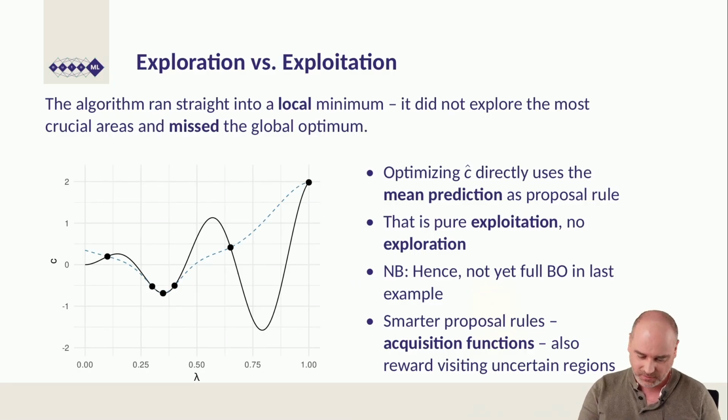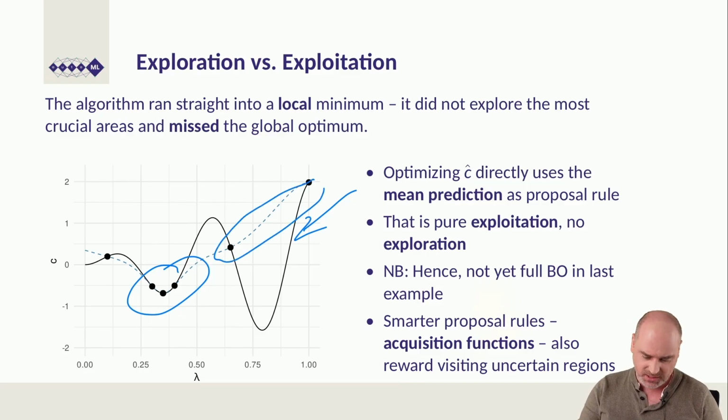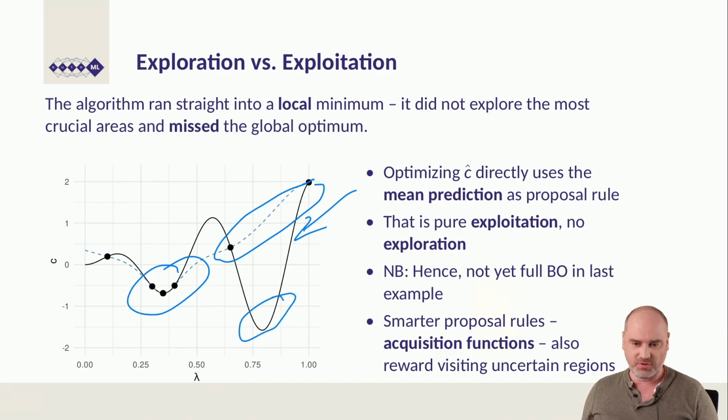Unfortunately, let's remember how our real cost function C looked like. We now ran straightforwardly into a local minimum. And the reason is that we didn't really explore the most crucial areas of the search space. So if you look into this area here, you can see that we placed some points there, but we did this in a very coarse manner, and just by bad luck, these two points here were also placed in regions where the cost function has very bad and high values, and we never really explored this region here.